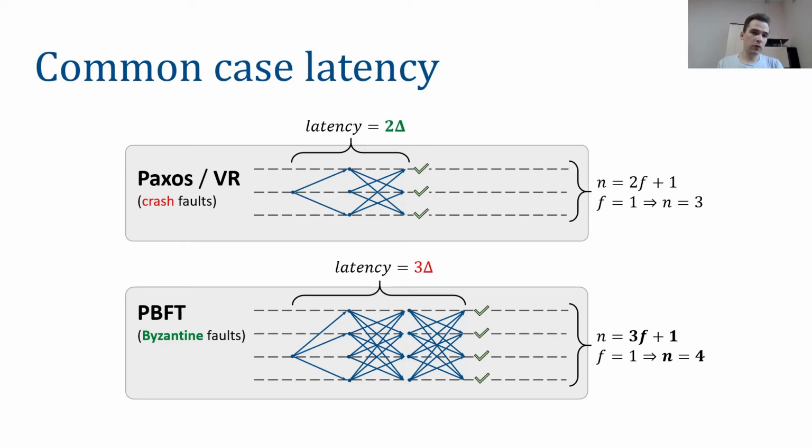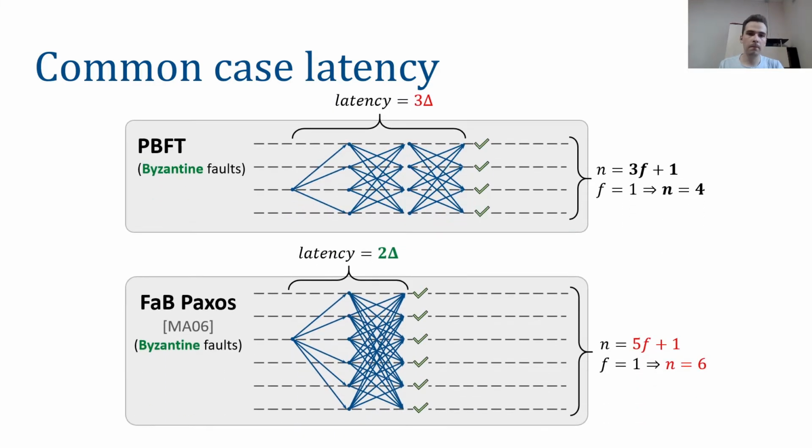However, if we want to tolerate Byzantine faults, the latency becomes higher. In particular, the most famous protocol, PBFT, requires 3 message delays even in the common case. To close this latency gap between the crash fault-tolerant and Byzantine fault-tolerant algorithms, Jean-Philippe Martin and Lorenzo Alvisi proposed FaB Paxos, a Byzantine fault-tolerant partially synchronous consensus protocol that terminates in just 2 message delays.